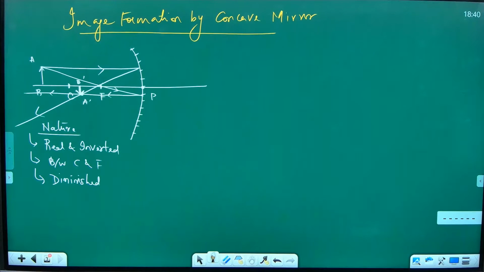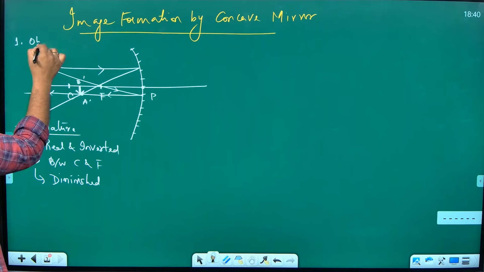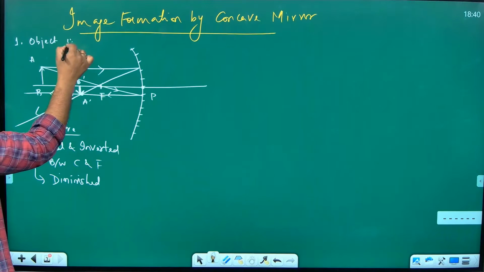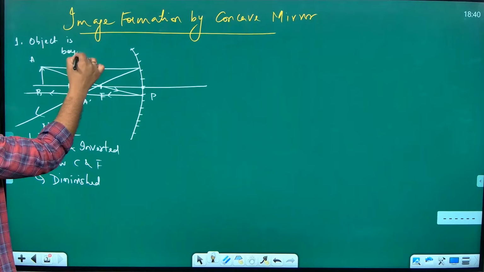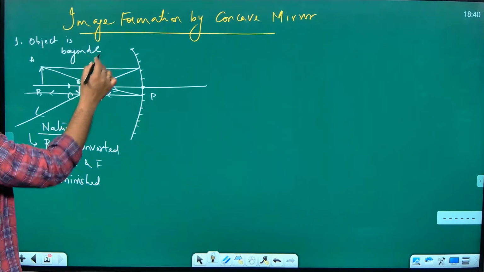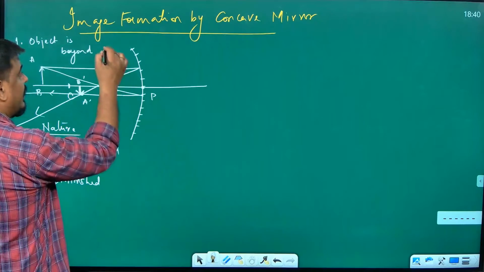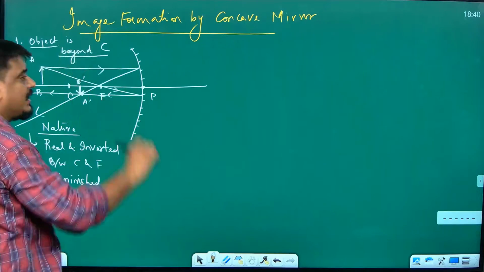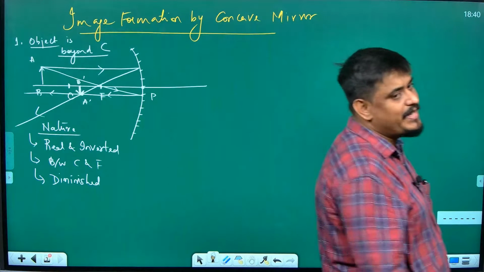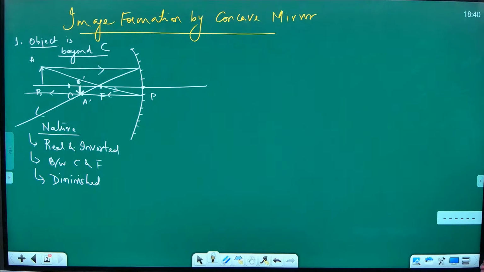Do you understand the image formation? This is the first location of the object. Object is where? Object is beyond C. So for object beyond C, the image forms between C and F. Image is real and inverted. Image is diminished. I hope everybody is understanding what I am teaching.